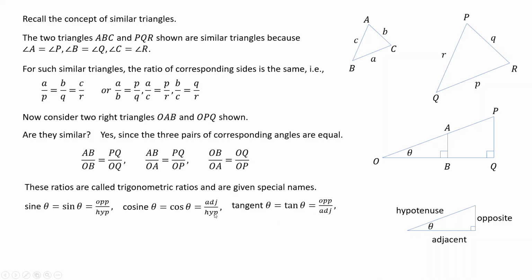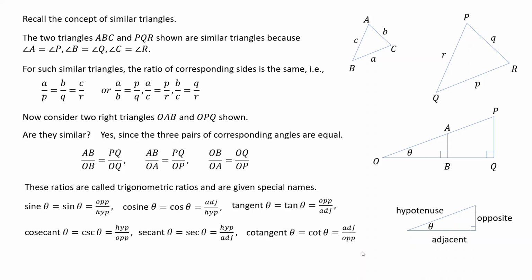Cool? There are three more. Sine theta, cosine theta, tangent theta. And cosecant theta, written as csc theta, is hypotenuse over opposite. Secant theta is hypotenuse over adjacent. And cotangent theta is adjacent over opposite. You have got to memorize these. You must. And there is a mnemonic that helps you remember at least the first three.